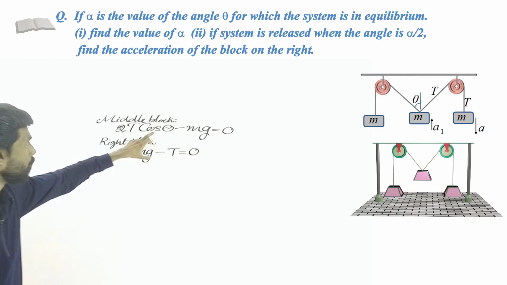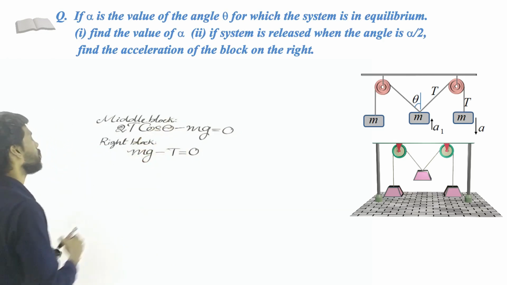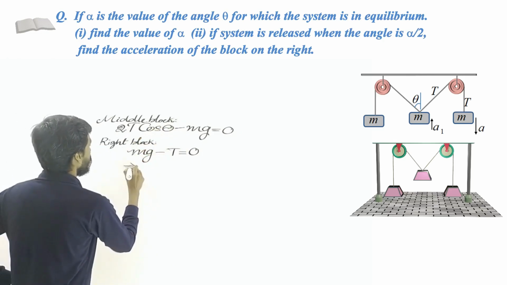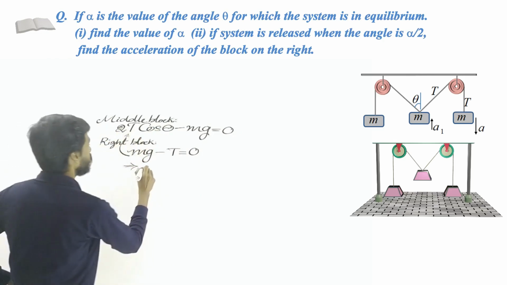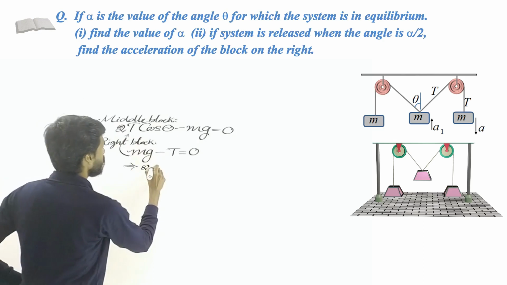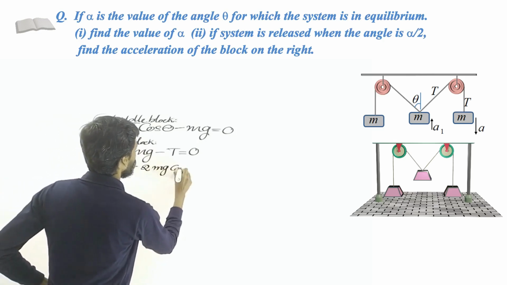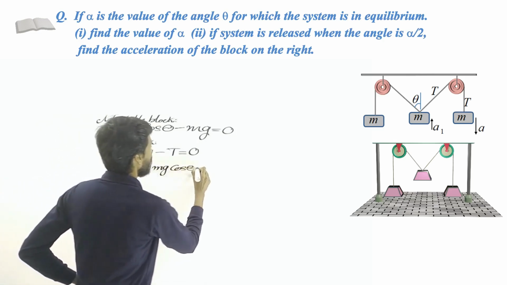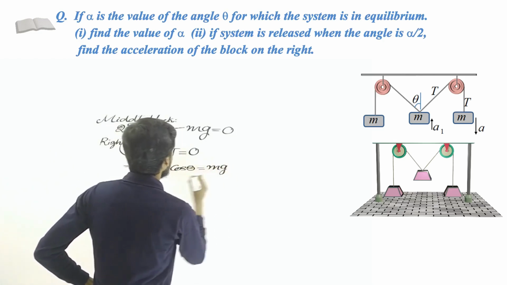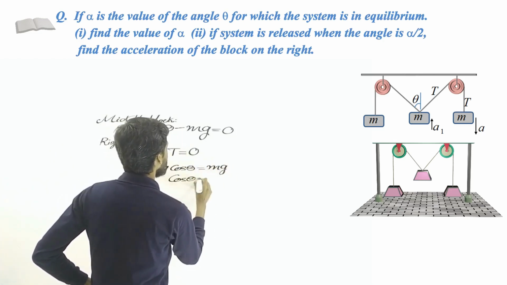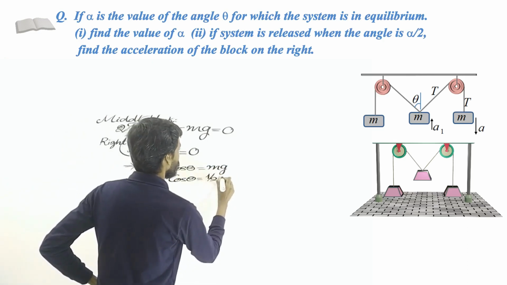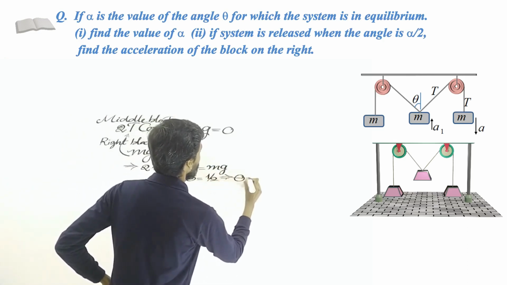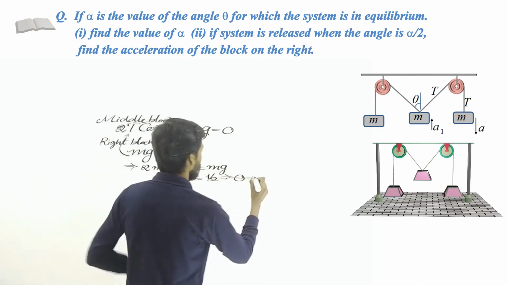So we want the theta value, so you just have to substitute this tension here. This value of T can be substituted here, you get 2T, but T is mg, so 2 mg cos theta equals mg. So cos theta equals mg gets cancelled, so 1 by 2. That gives you the value of theta. So theta is 60 degrees.